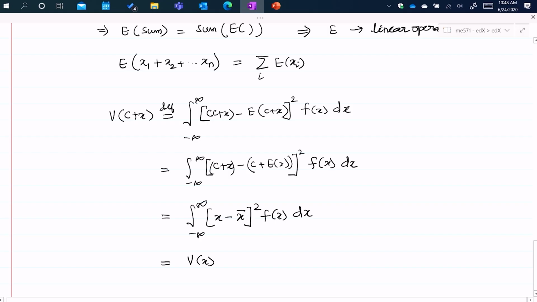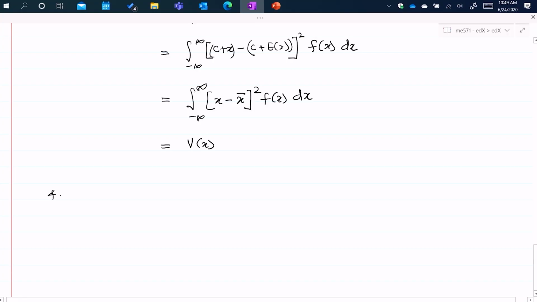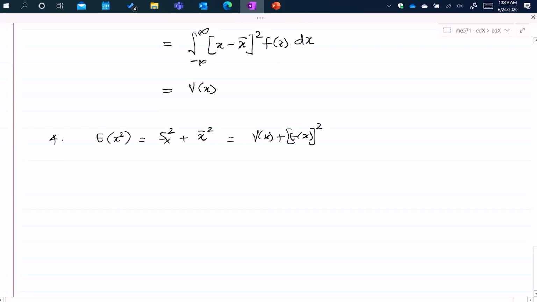So the linear operator property of expected value is something that we will use again and again. Maybe I should have written this as the expected value of the summation of xi. The xi are random variables, and they're also independent. The last derivation that we need to show is that the expected value of x squared is nothing but the variance plus x bar squared. Or in other words, this is equal to the variance of x plus the expected value of x, whole squared. That's the last derivation we need to do.